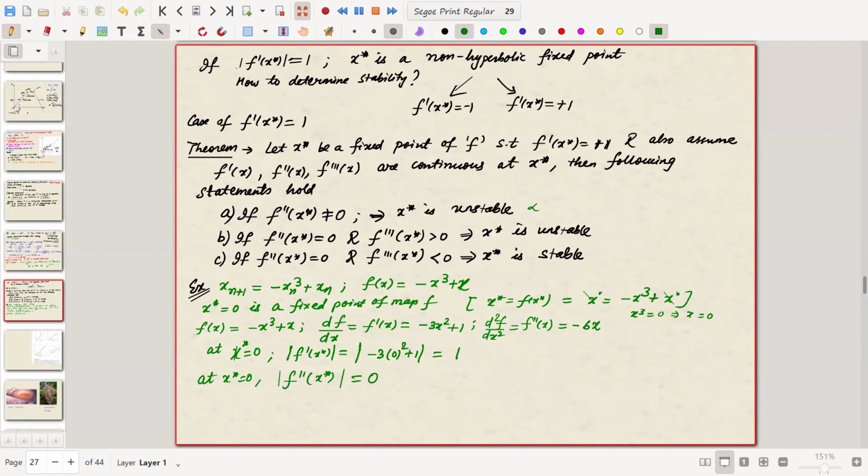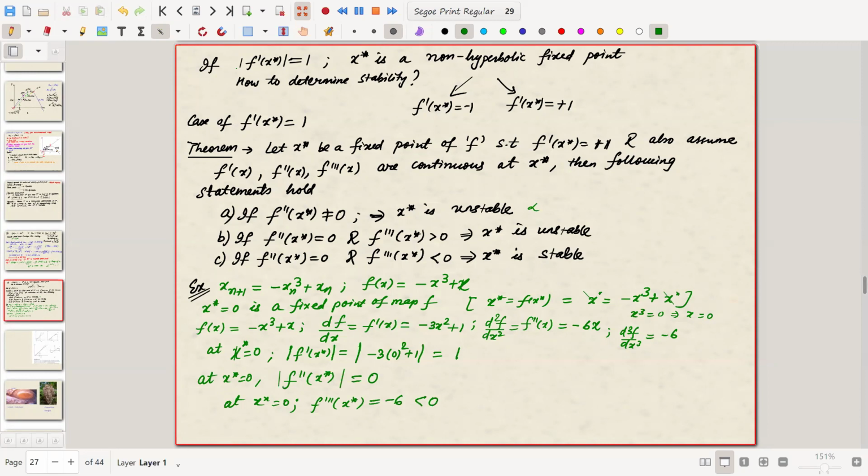You go to the third derivative. What is the third derivative here? d3f by dx3 is minus 3. Sorry, minus 6. What does it mean? At x star equal to 0, what is f triple prime of x star? Minus 6. It is less than 0. We don't need to consider the mod here.